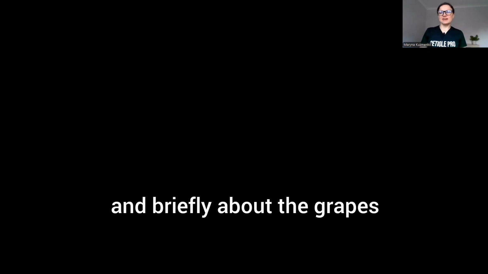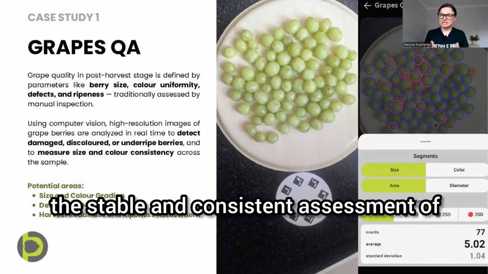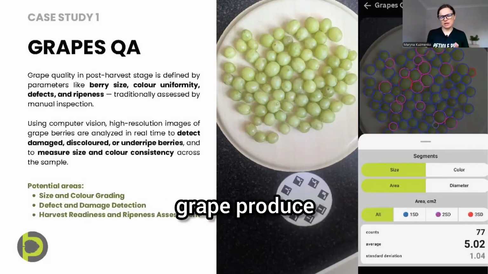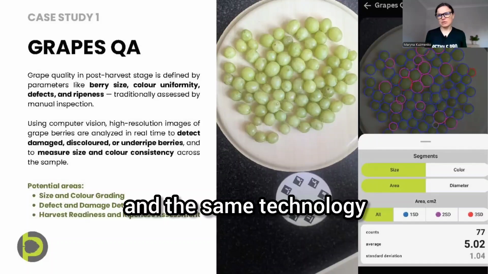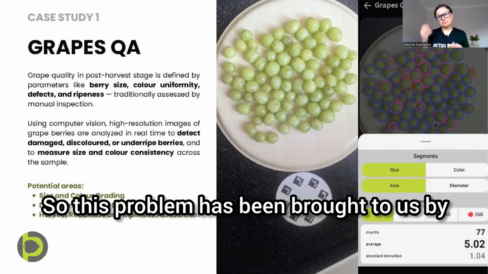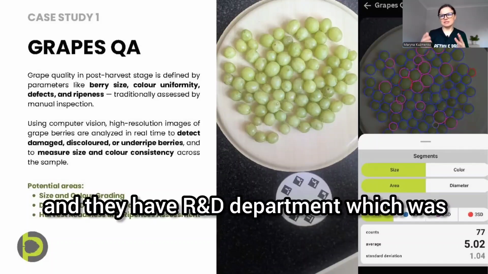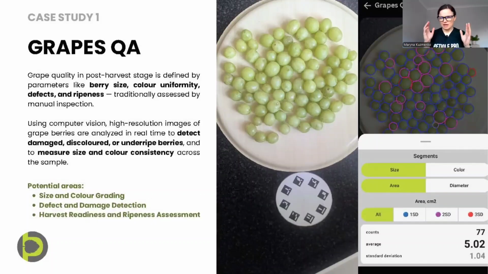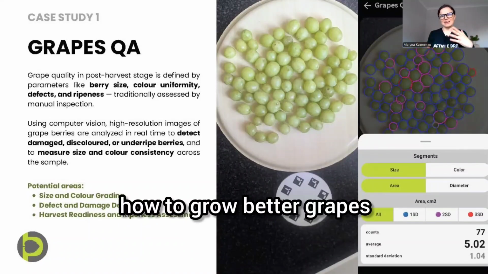And briefly about the grapes. The problem of quality assurance of grapes is the stable and consistent assessment of grape produce using the same standards, the same technology, the same approach. This problem has been brought to us by a producer of wine, and they have an R&D department which was applying different methodologies to grow better grapes.